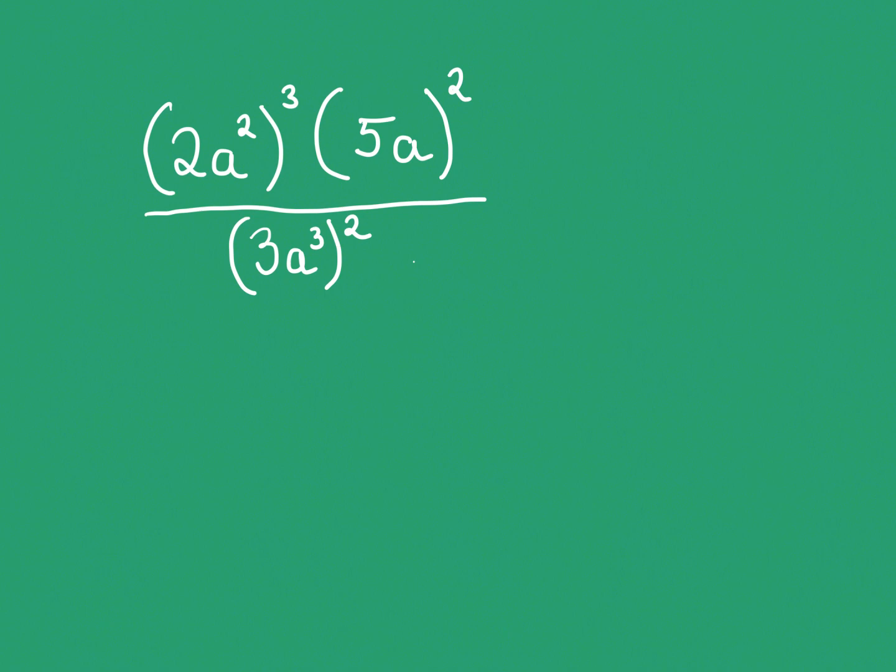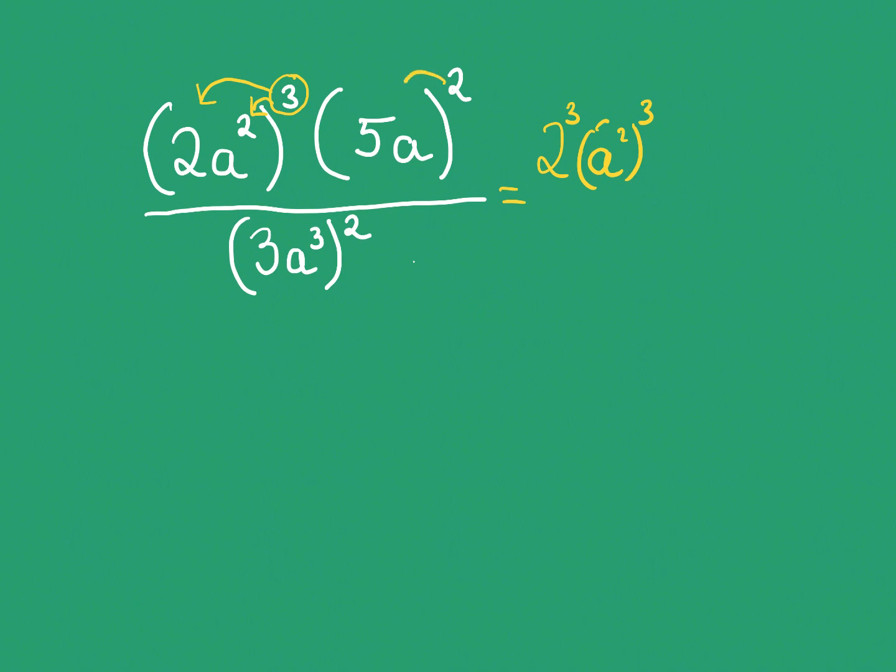First, we need to get rid of these parentheses. These parentheses are caused by the exponent on the outside. So we need to give the exponent to everything inside the parentheses. When we do that, we have 2 to the third power times a squared raised to the third power.